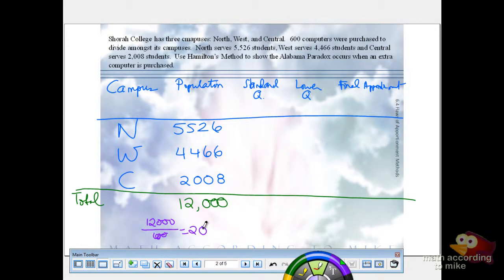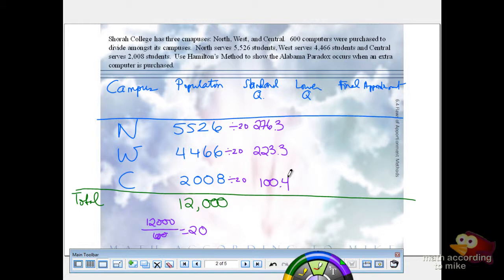So now to find the standard quota, we take the populations and divide them all by 20. And we go to 2 decimal places. Actually, I think it turns out nice where it rounds to 1 decimal place. But that's okay. So I got, for north, 276.3. For west, I got 223.3. And for central, 100.4.